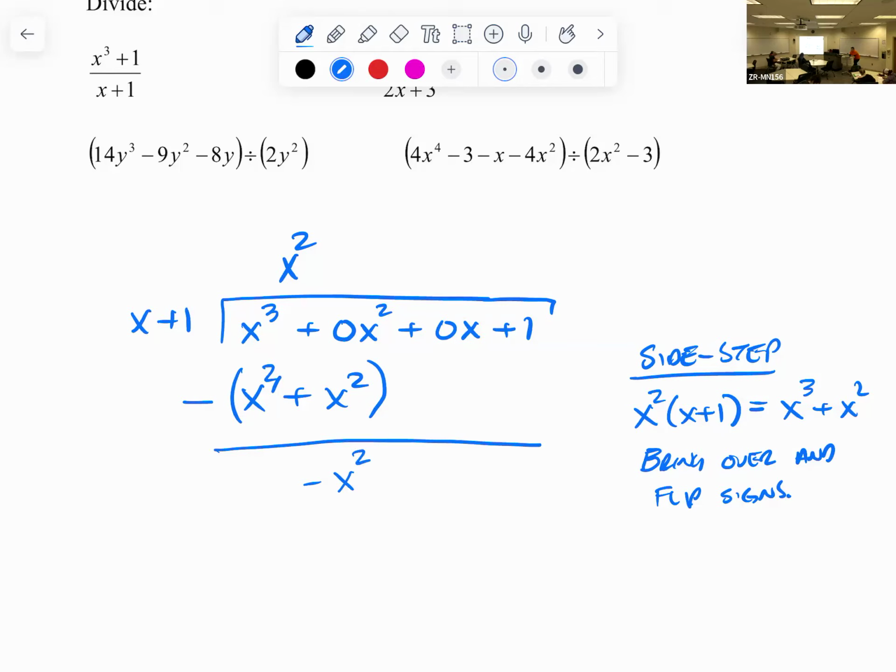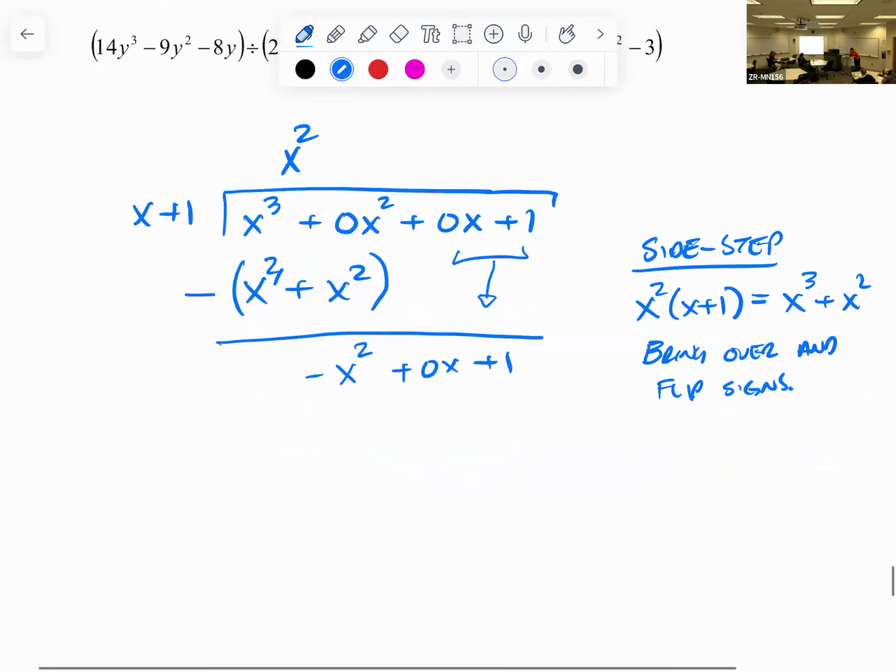Then what did we do? What goes into negative x squared? Drop the next term down. Now, here's the best part. With polynomials, you drop it all down. So you don't have to just drop the next term. It all comes with you, so you're always working on the lowest step. Then you do it again. X times what makes negative x squared? Negative x. Then we do our side step.